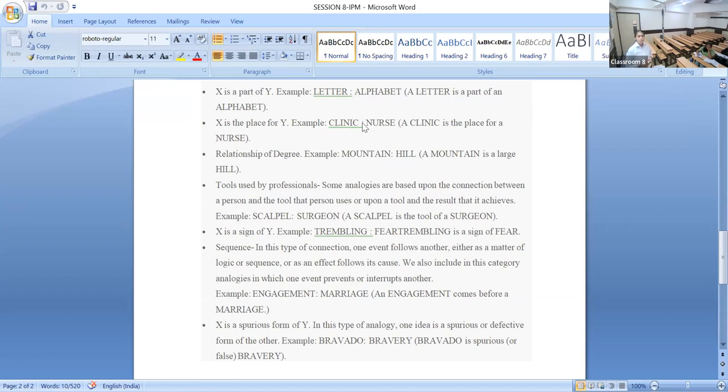And tools used by professionals over here, you can see a tool is exactly what you're using, like what if a surgeon uses what. So that kind of tool you need to identify. You can also identify this trembling thing, that is a sign of fear. Sequence, like engagement, then marriage, and after engagement, then marriage comes in. So that also. And the other one is your bravery thing, right?